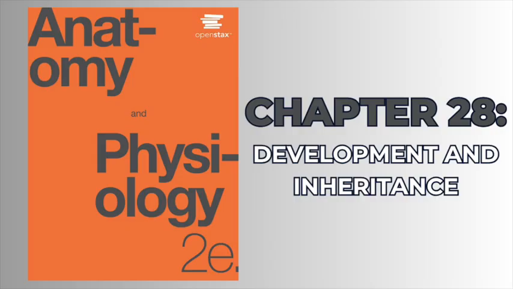Learning objectives. By the end of this section, you will be able to describe the obstacles that sperm must overcome to reach an oocyte. Explain capacitation and its importance in fertilization. Summarize the events that occur as a sperm fertilizes an oocyte.